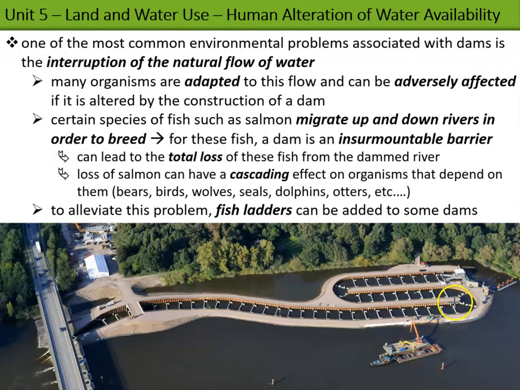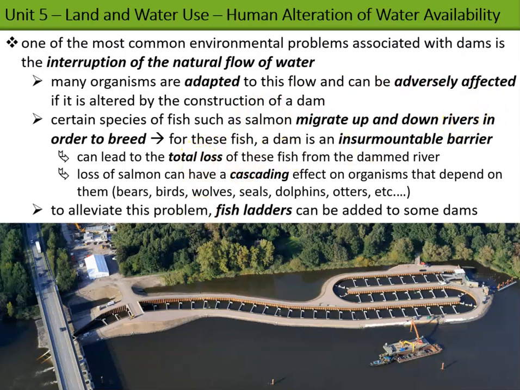Okay, one of the most common environmental problems associated with dams is that there's an interruption of the natural flow of water. And this really disrupts the river ecosystem. There are many organisms that are adapted to this natural flow of the river itself, and also to the seasonal and periodic flooding that occurs. So it has extremely adverse effects because of the dam construction.